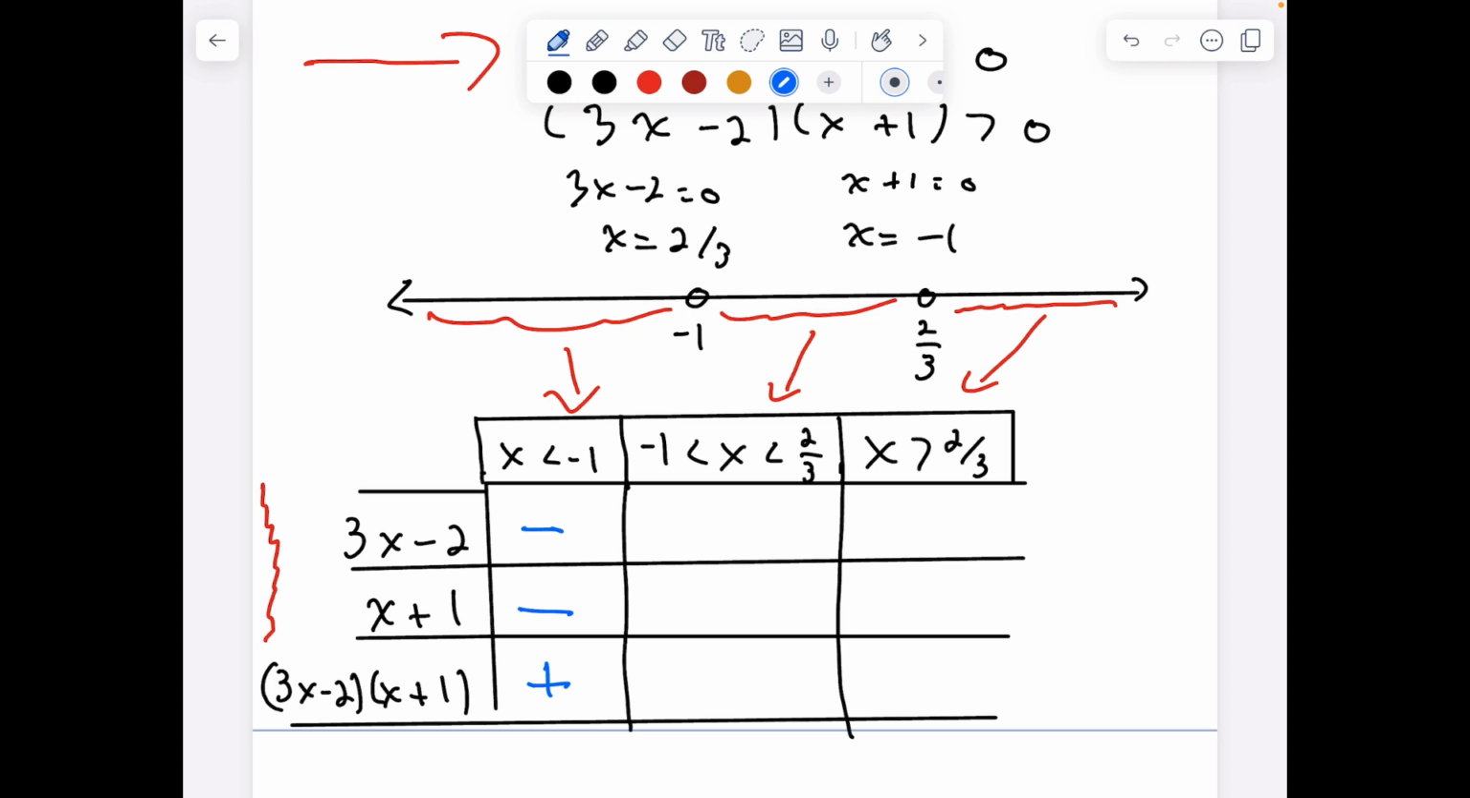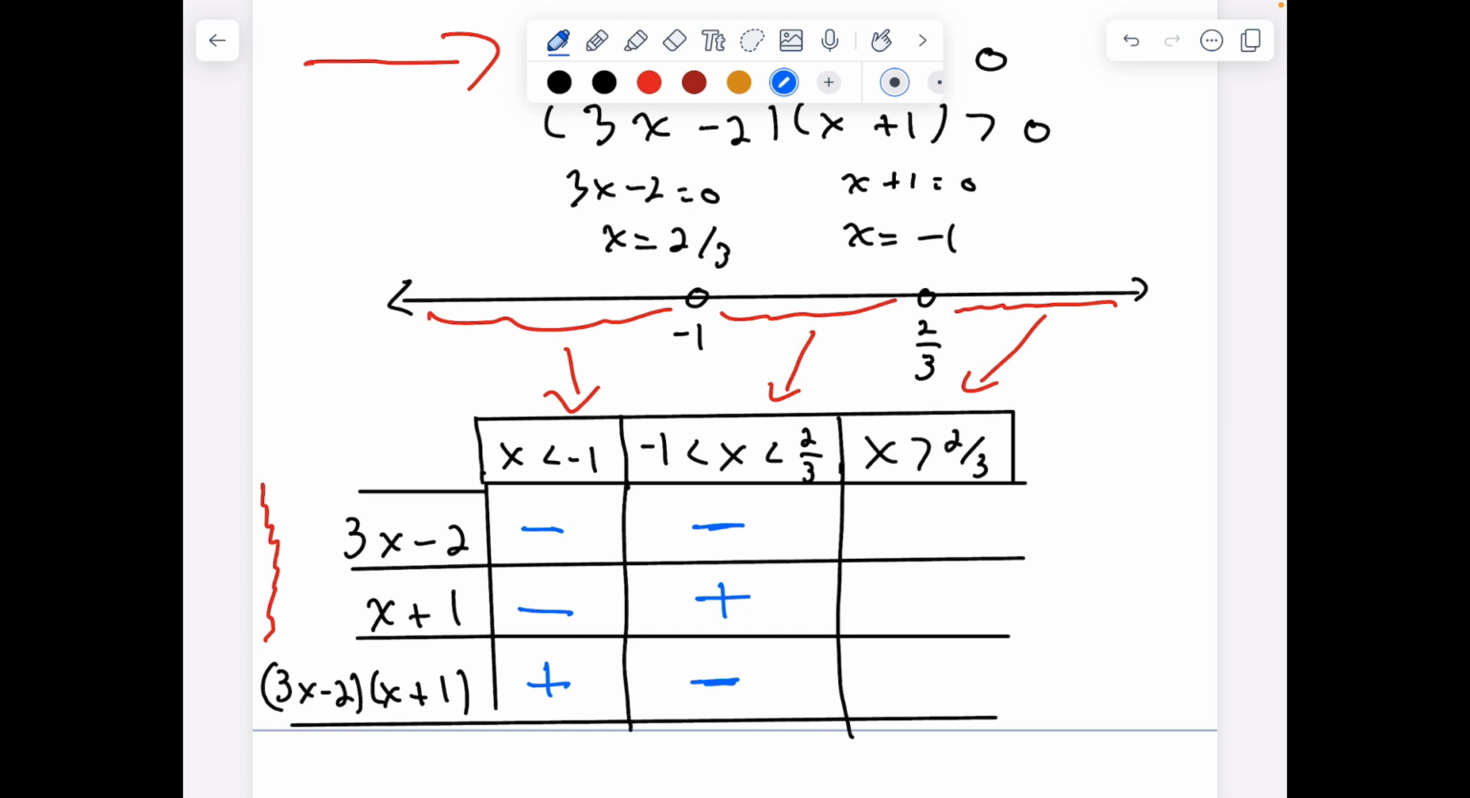So then I'm going to move on now to the next interval, and I'm going to do the same thing. From -1, for all numbers greater than -1 and less than 2/3, just imagine 0. If you put 0 into 3x minus 2, it's going to give you something negative. And if you plug it into x plus 1, it's going to give you something positive. And then 3x minus 2 times x plus 1 is going to give you something negative.